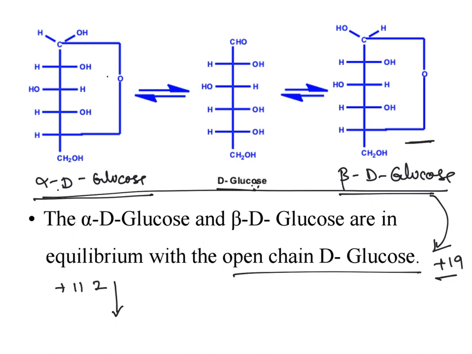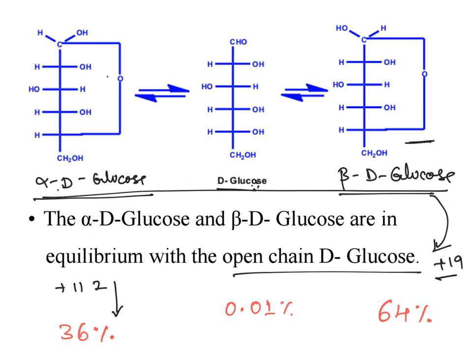36% of alpha-D-glucose is present at dynamic equilibrium, and the majority is beta-D-glucose, which is 64%, and a very negligible amount of open chain structure exists in the solution, 0.014%. So because of this, the equilibrium optical rotation that we observe is 52.7. So this is about the mutarotation of D-glucose.